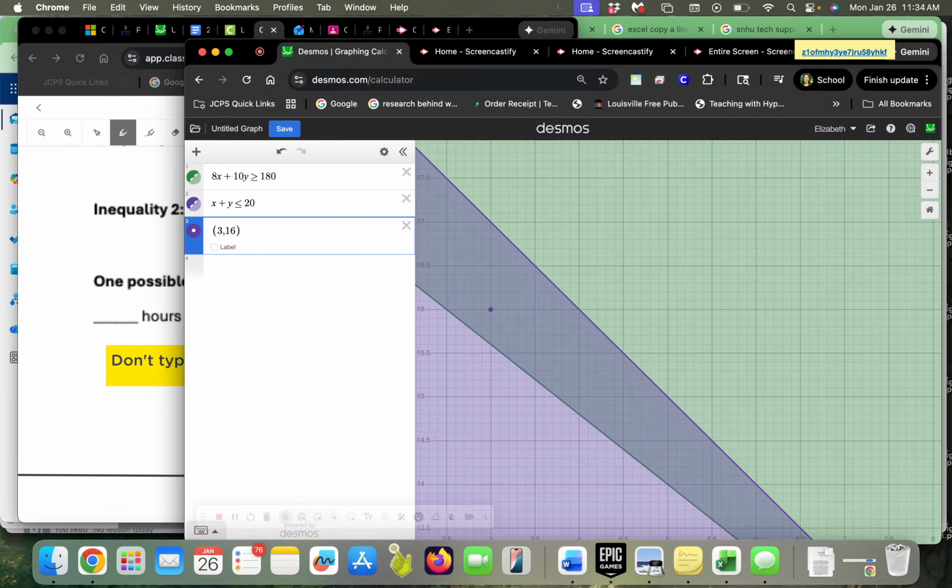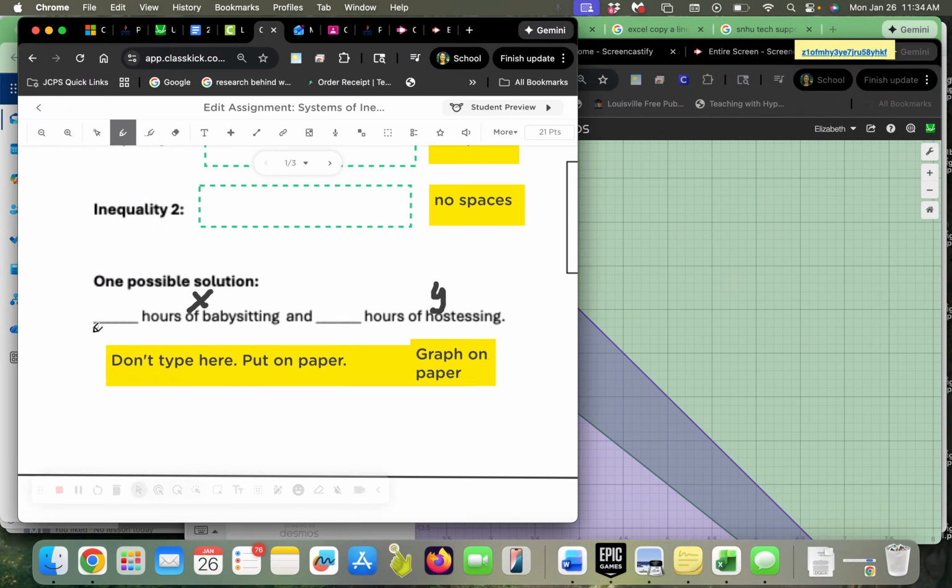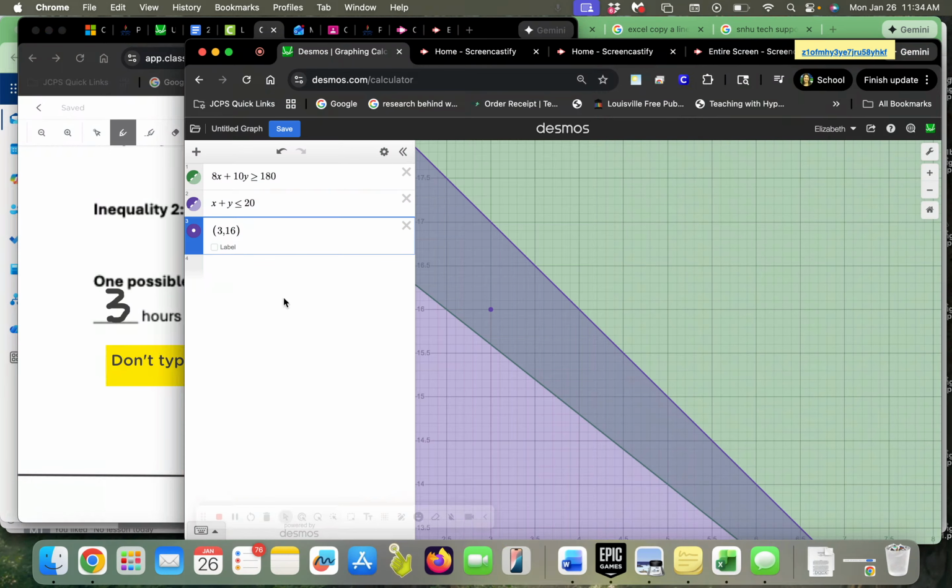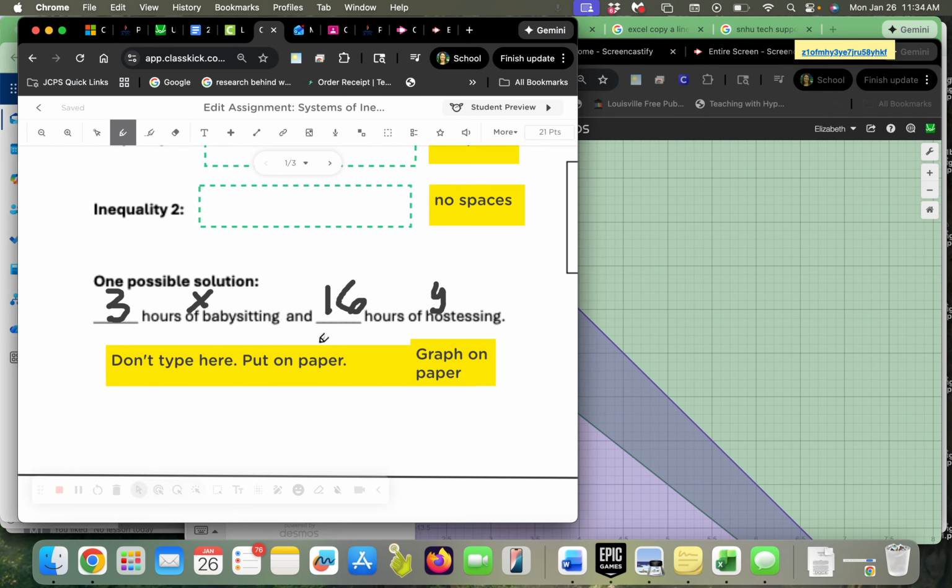So I would make this a 16 to bring it down so that it's not actually on the line, because that's safer. So that (3, 16) does fall right there in the shaded region. That means one possible solution is that she can babysit for 3 hours, and she can do 16 hours of hostessing, and she would meet her goal of making the money she wants while working fewer than 20 hours.